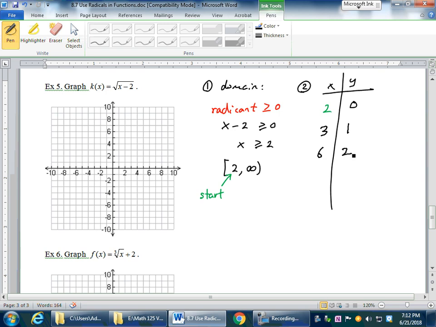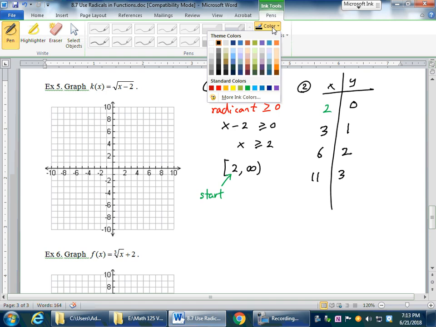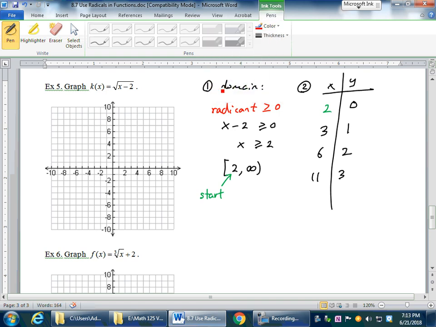And finally, the next number that I'm going to pick is 11, 11 minus 2 is 9, square root of 9 is 3. So finally, using these points, I can graph it. That will be 2, 0. At 3 will be 1. At 6 will be 2. And 11 will be 3. So I got my graph like this.